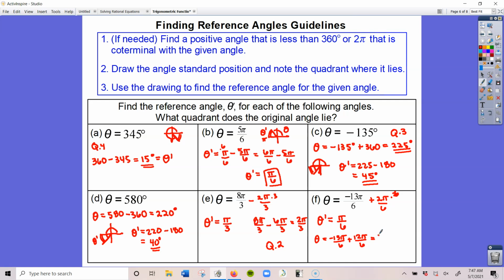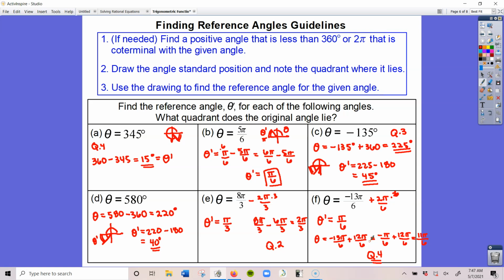which would give me negative pi over 6, which is still a negative angle, so I'm going to add another revolution. So I'm going to add 12 pi over 6, and I get 11 pi over 6. Now 11 pi over 6 follows that denominator pattern. The numerator is 1 less than double the denominator, so this angle is located in quadrant 4.